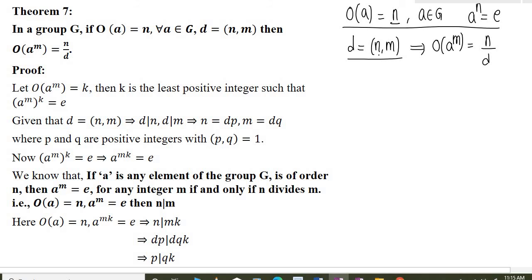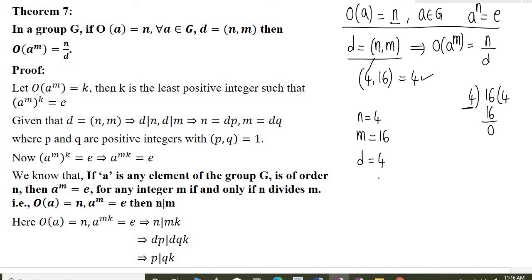So, here we are taking one example, n as 4, m as 16. The GCD between 4 and 16 is 4. Why? If I write 4 here, 16 here, 4 4s are 16, so remainder 0. The last non-zero remainder is called GCD. That's why 4 is GCD. Observe n equal to 4. In the total theorem we are taking n as 4, m as 16, d as 4.